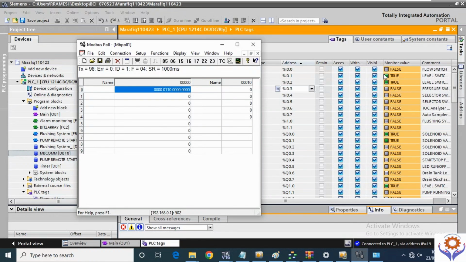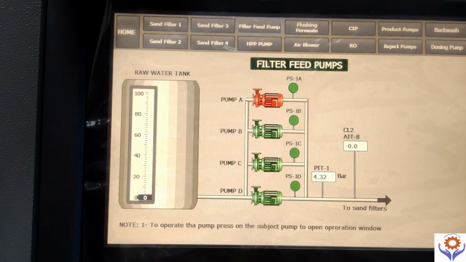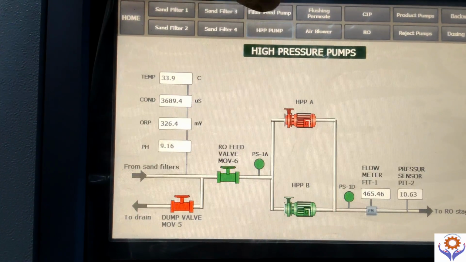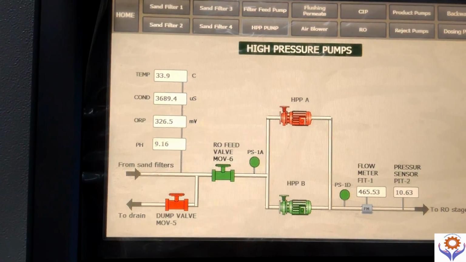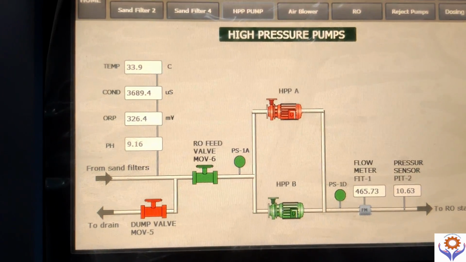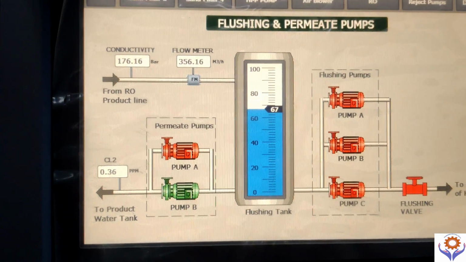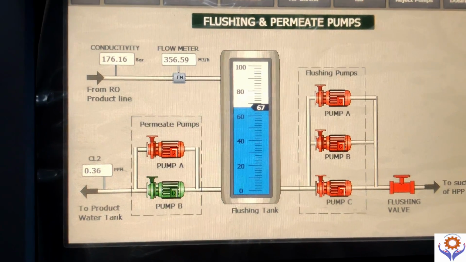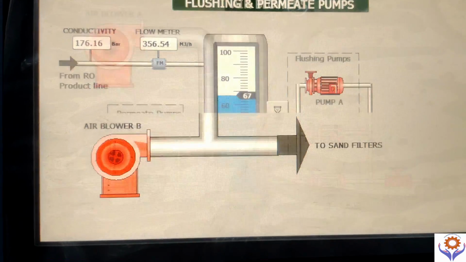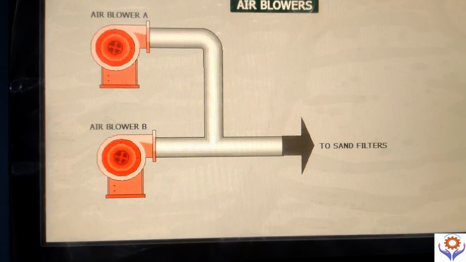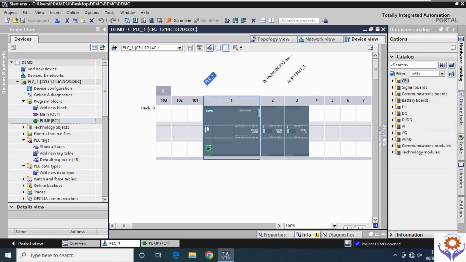In this section, we can see how to configure the HMI panels in the same TIA portal. Before that, you can see this example of a running system. Here you have high pressure pumps, one pump is running and one pump is off, and you can see some values, and also you can see the flushing and pressure pumps, and some values for the pumps also. And now we will see how to open this application and how to make the basic configuration of the touchscreen.